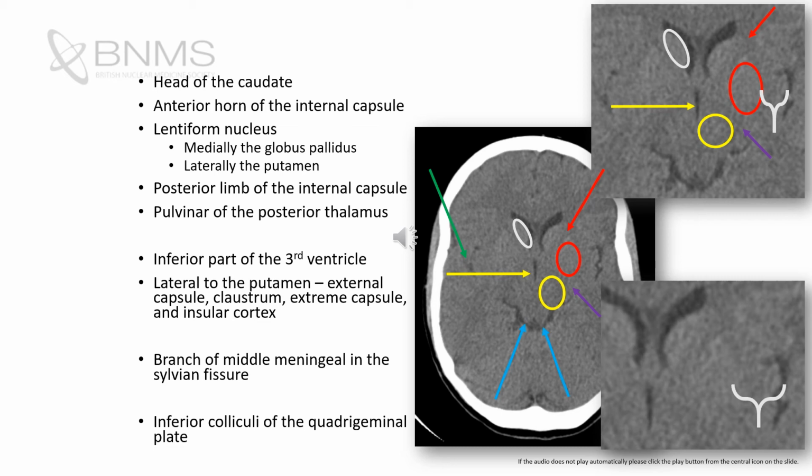The green arrow shows a branch of the middle meningeal artery as it courses through the sylvian fissure. The two pale blue arrows now show the right and left inferior colliculi of the quadrigeminal plate, with the inferior aspect of the quadrigeminal plate basal cistern seen.